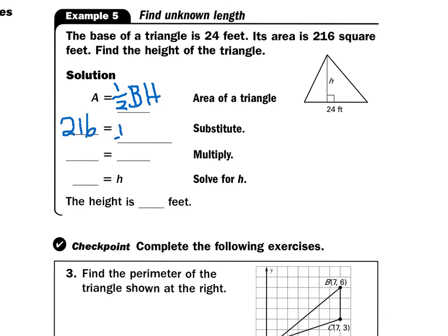216 equals 1/2. Base is 24. We don't know the height, so we're going to leave that as h. What's 1/2 of 24? It is 12. 216 equals 12h. So we need to divide 12 from both sides. So that leaves us our height as 18 feet.